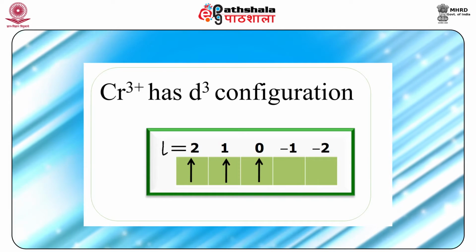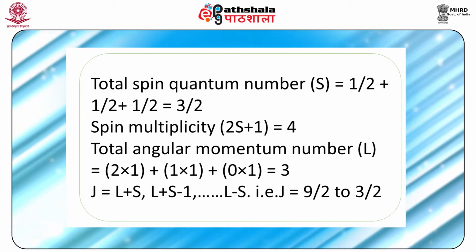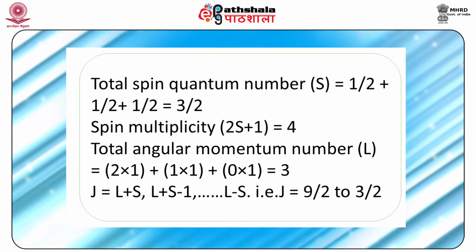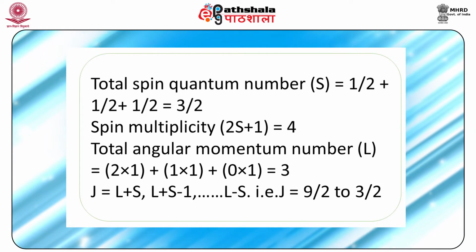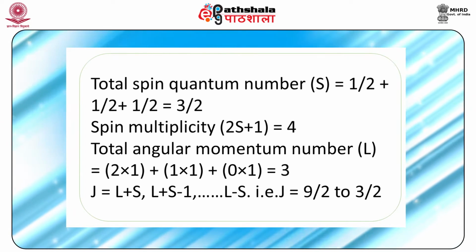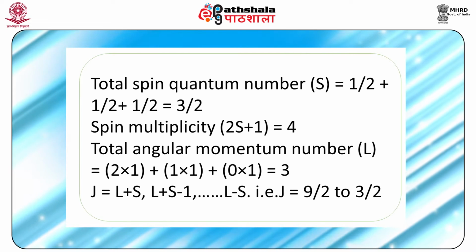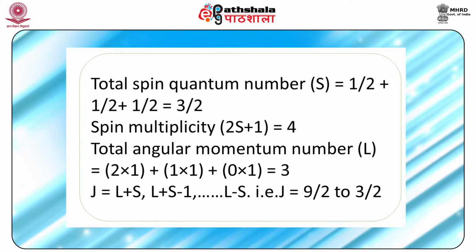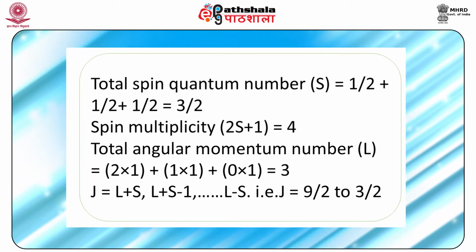For example, chromium 3+ has a d3 configuration, so that the total spin quantum number S is equal to 1/2 + 1/2 + 1/2 = 3/2. Spin multiplicity 2S+1 is equal to 4, and the total orbital angular momentum number capital L is equal to 2 into 1 plus 1 into 1 plus 0 into 1, which is equal to 3. Now J can have values from L+S to L-S. It can have values from 9/2 to 3/2.